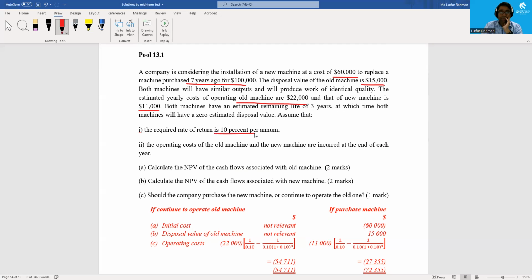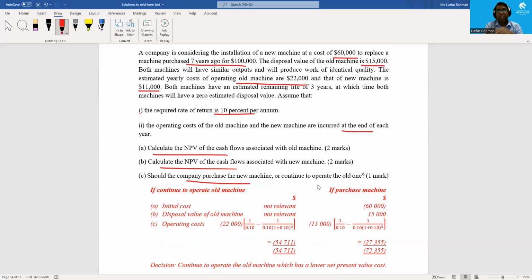Assume that your required rate of return is 10% and the operating costs of the old and new machine are incurred at the end of each year. So you need to calculate the NPV of the old machine, the NPV of the new machine, and you need to decide whether the company should continue with the old machine or replace the old machine with a new one.